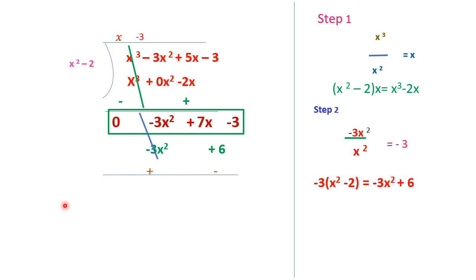I just told you that the first terms will get eliminated every time as we proceed in the steps. What are we remained with? We are remained with 7x, which will be brought down, and minus 3 minus 6 will be minus 9. Sorry, minus 3 minus 6 will be minus 9.